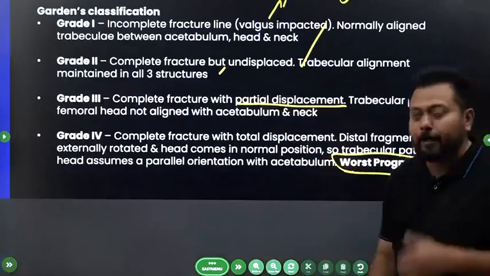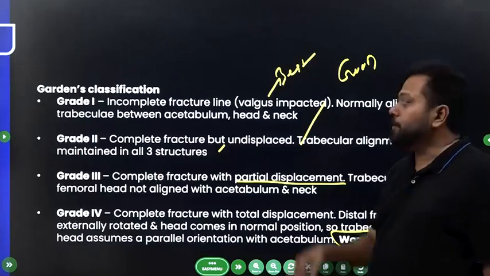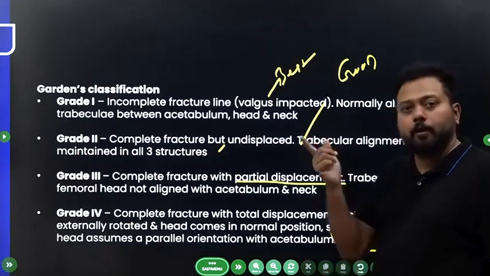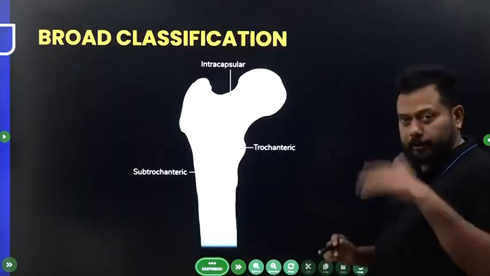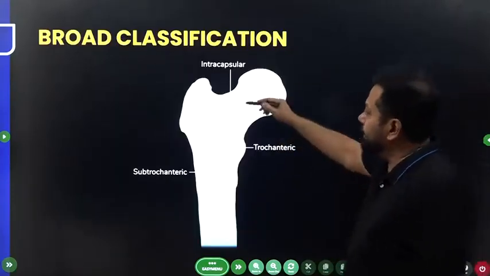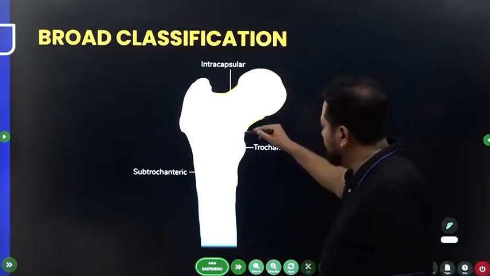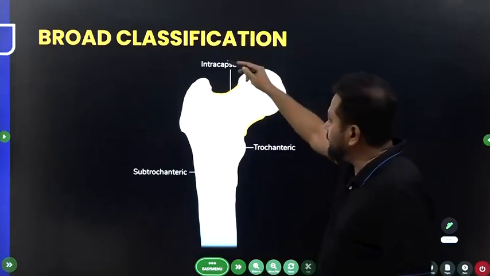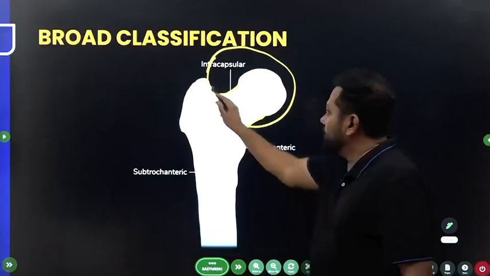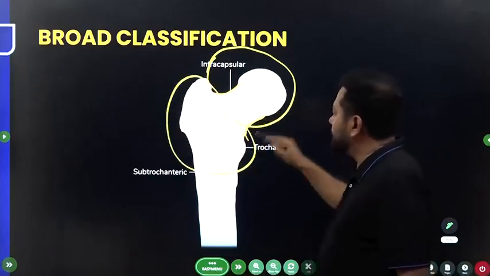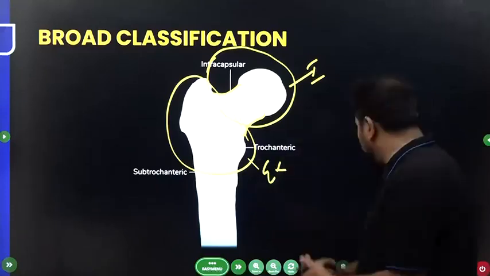This question they have asked several times in the entrance, no? Which has the best, which has the worst? Gordon's 1 has the best, Gordon's 4 has the worst prognosis. Now, see the diagram. Broad classification. This portion is the neck. When it is inside the capsule, this is intracapsular. Trochanter, everything is extracapsular. So this is intracapsular, this is extracapsular. This is a broad classification.